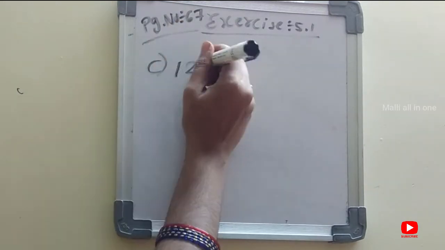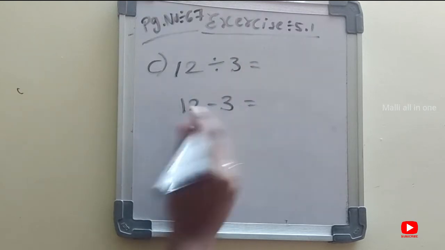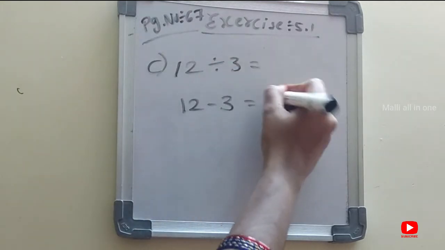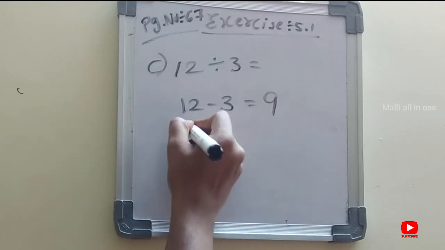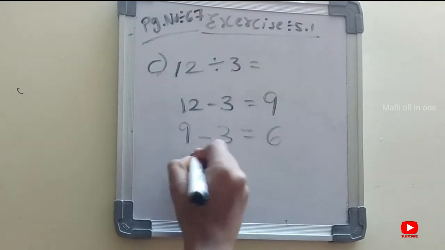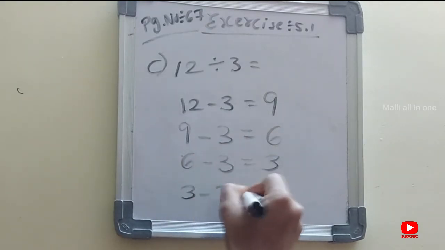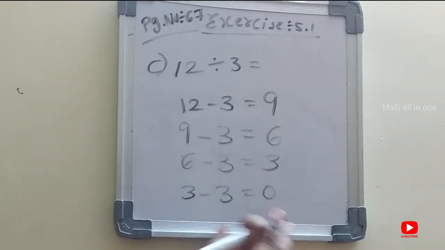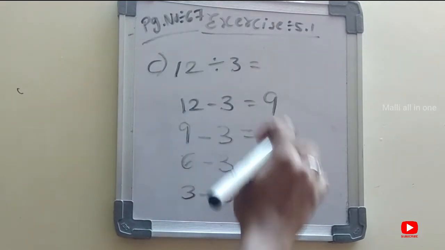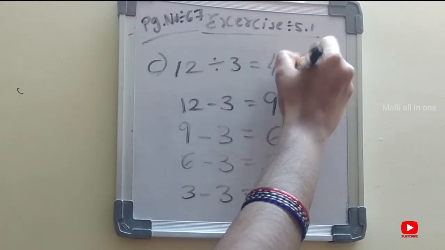Now see the next sum. 12 divided by 3. So 12 minus 3, subtraction of 3. 12 minus 3, 9. Now from 9, again subtract 3. 9 minus 3, 6. 6 minus 3, 3. 3 minus 3, 0. So we got the answer 0. When you get this, now we will count the steps. 1, 2, 3, 4. So the quotient is 4 here also.